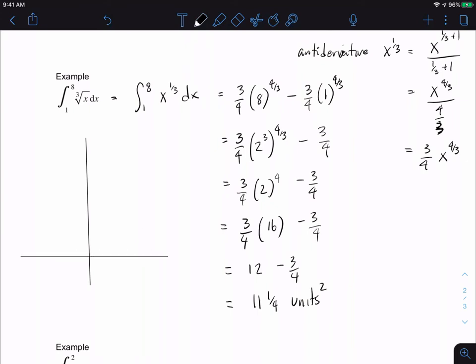So when you do it with your calculator, right, this function ends up looking something like this. And so if I go from 1 to 8, what I'm looking for with the integral is this area to the x-axis. Okay? And the area is always to the x-axis.